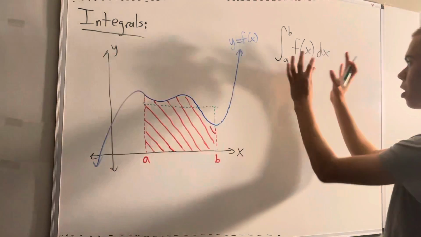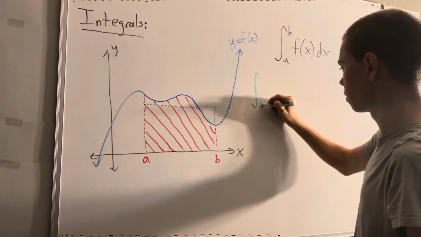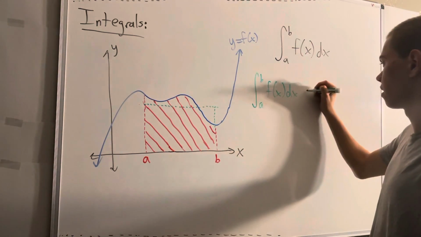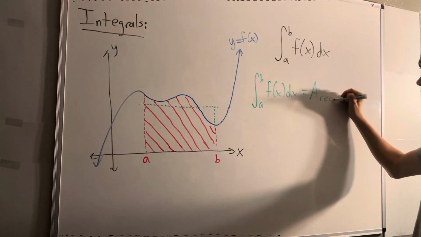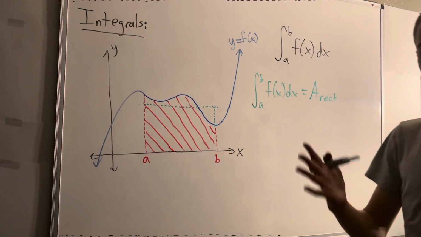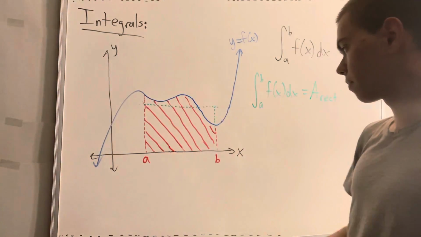So the area underneath the curve, we know, is just represented by this integral. So the integral from a to b of f of x dx is equal to the area of the rectangle that we formed. And we know how to find the area of a rectangle. It's pretty much just going to be base times height.